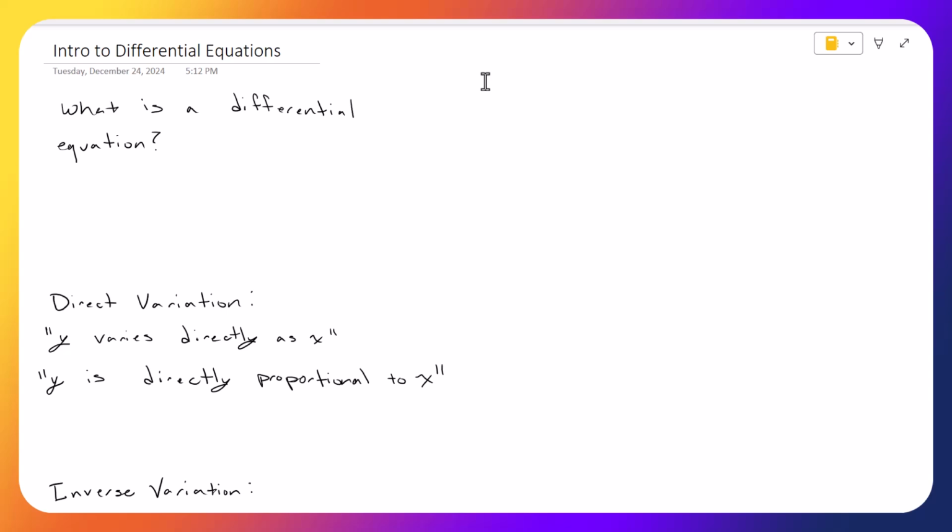an equation that relates unknown functions and their derivatives. Okay, so what do I mean by that?